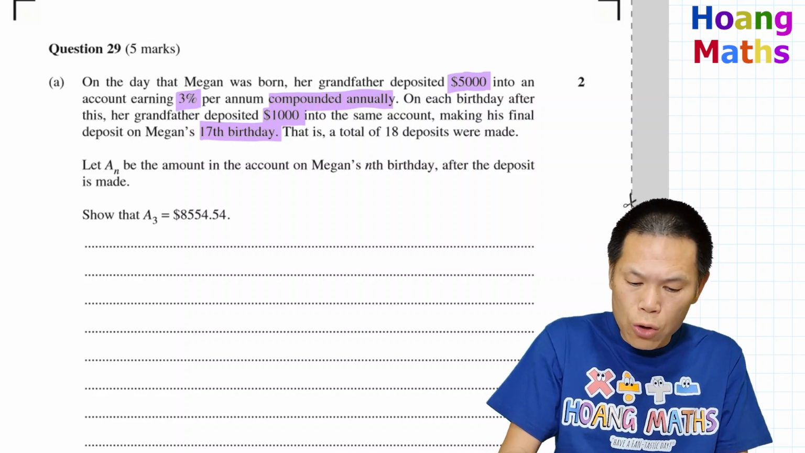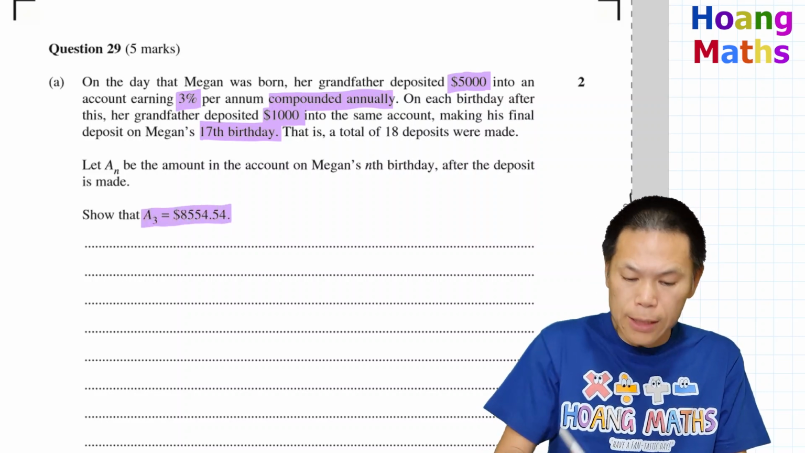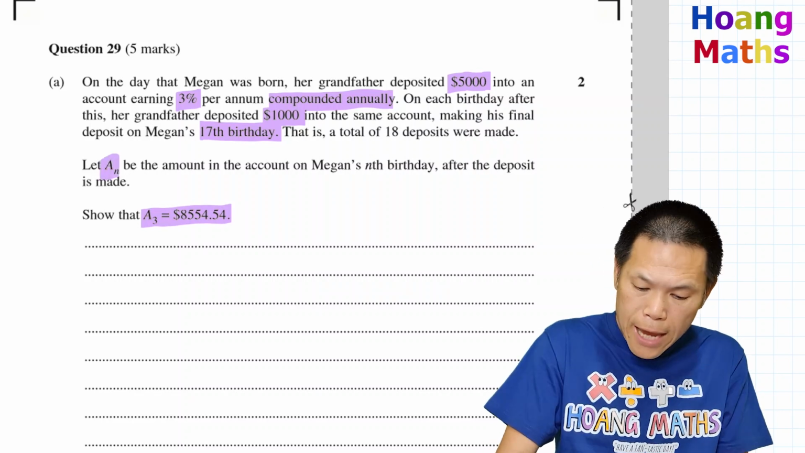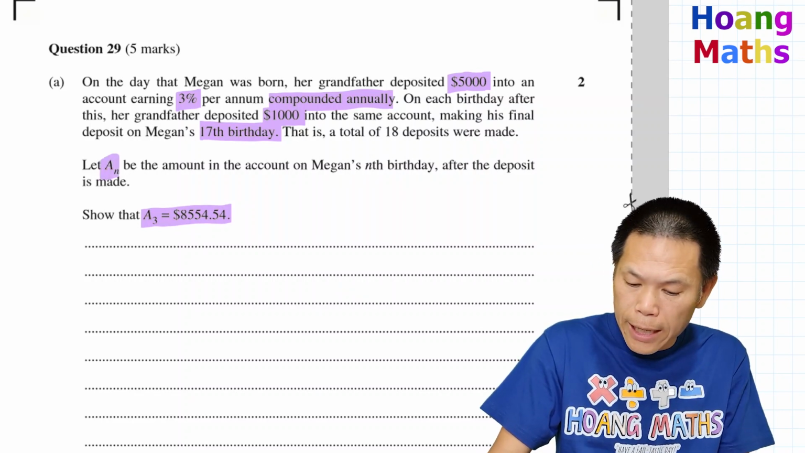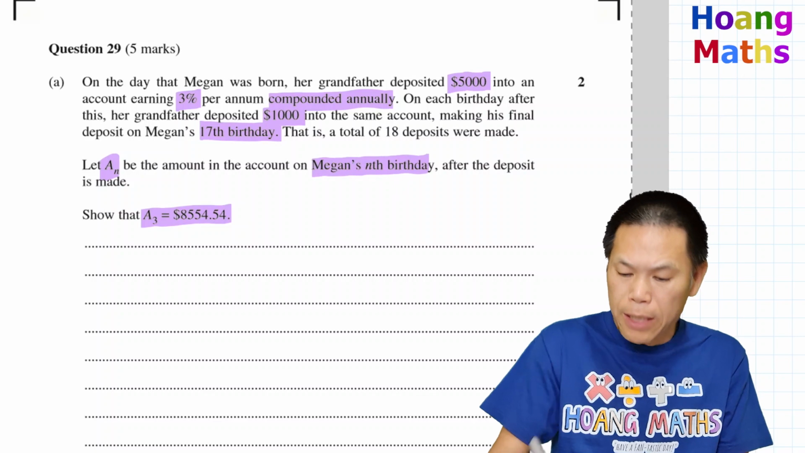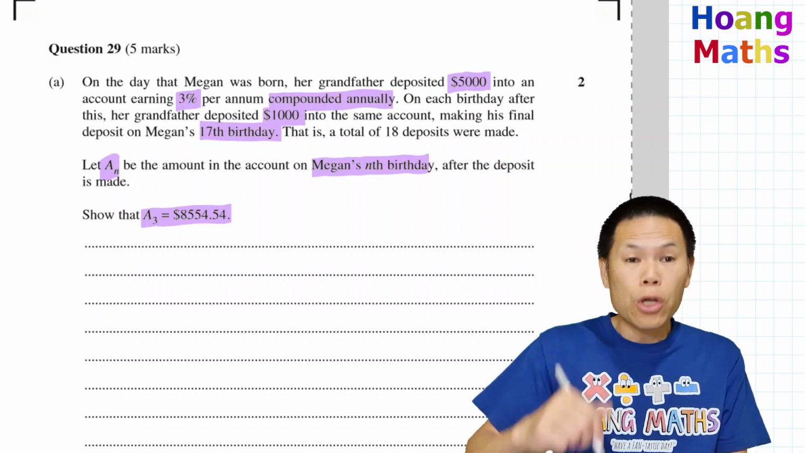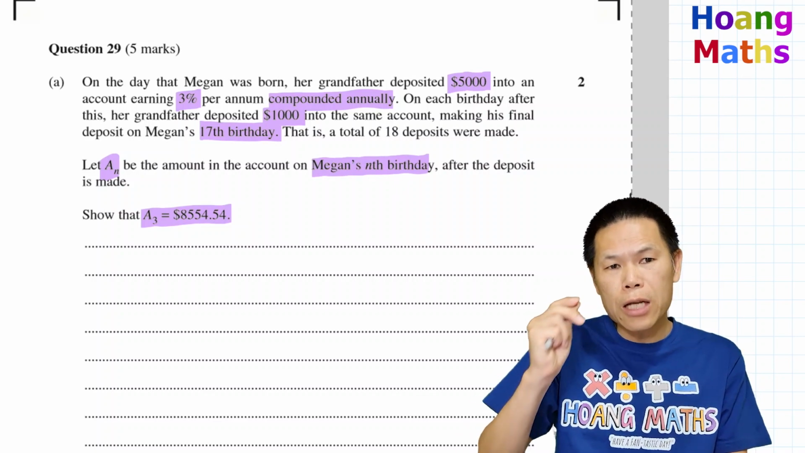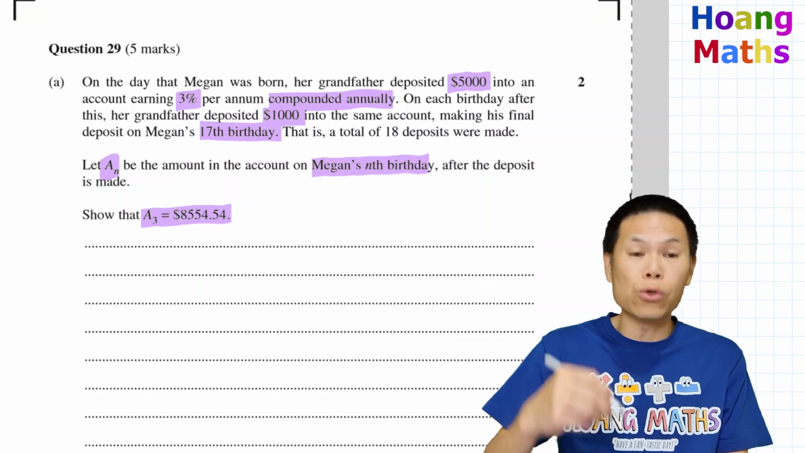So we need to show that A3 is this amount. And we know that An is the amount in the account on Megan's nth birthday. So keep that in mind. A3 means on her third birthday. Okay, so we just need to work it out.